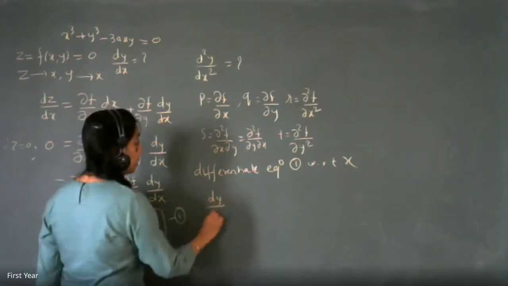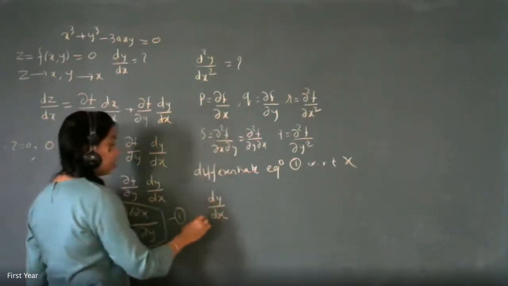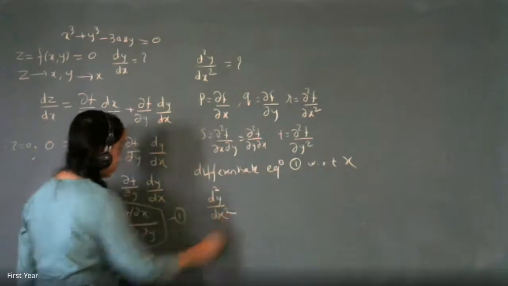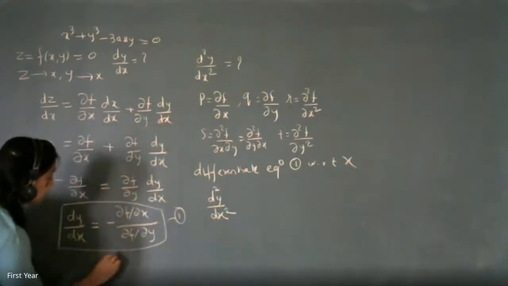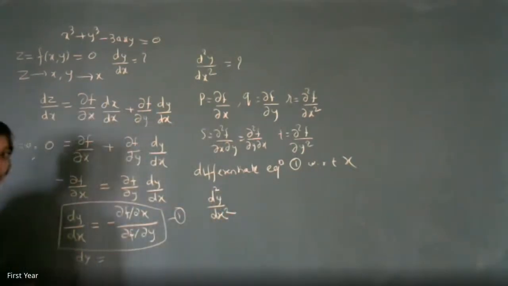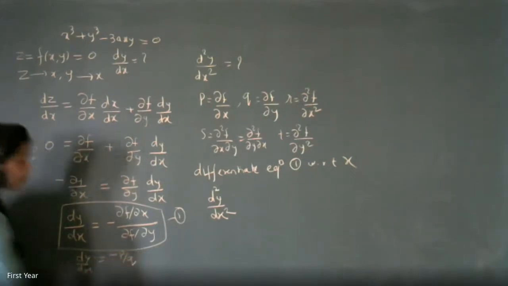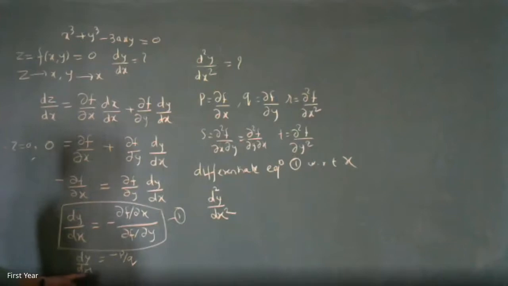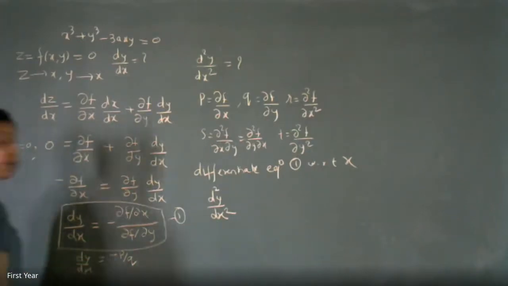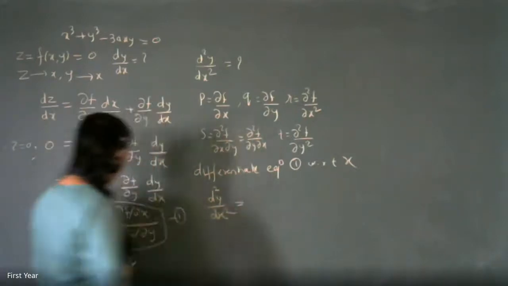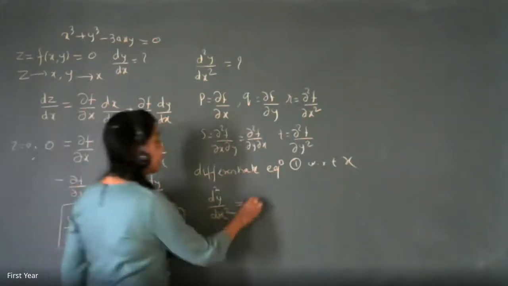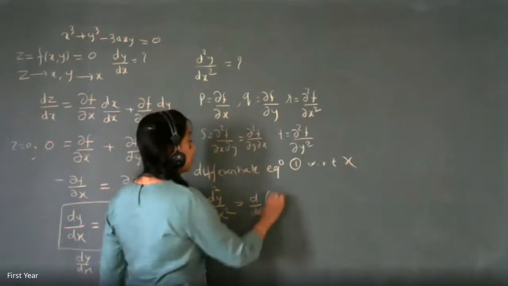Dy by dx will become d2y by dx square. I'll write this as dy by dx. Can you see this part? Dy by dx is minus p by q. Is that clear? So d2y by dx square will be derivative of d by dx of minus p by q.